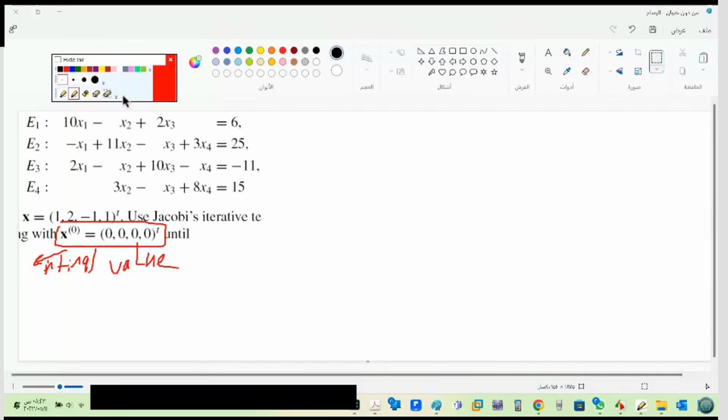How can I solve this? I will go here: x1, x2, x3, x4. First of all, I will isolate. So here, x1 is 6 minus, with this, so it's positive, x2 minus 2.